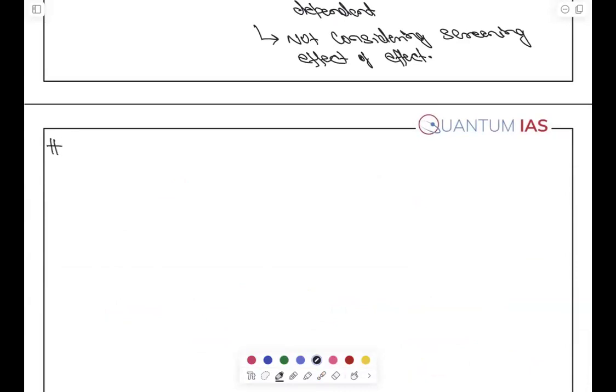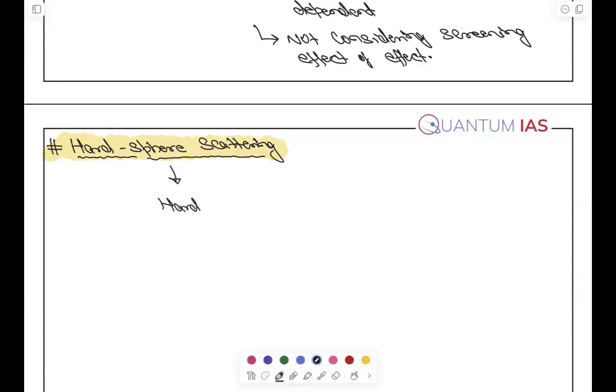Based on this, one more topic which is not mentioned in the syllabus, but UPSC has often asked, is the hard sphere scattering. Now, what does this hard symbolizes? If I ask you, what does this hard symbolizes? What is hard or soft? ये समझ लोगे तो फिर कुछ बचेगा ही नहीं. What is hard versus soft?